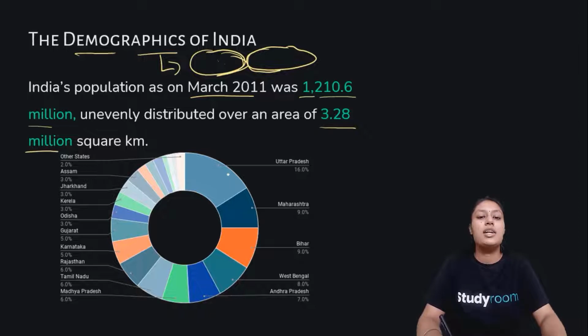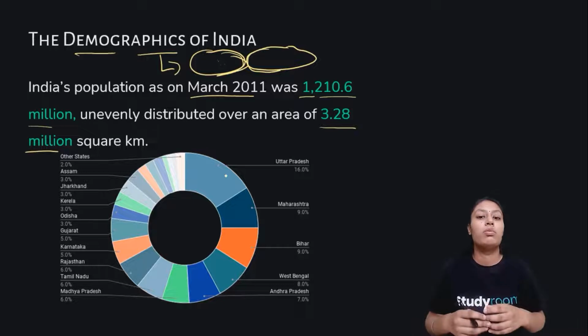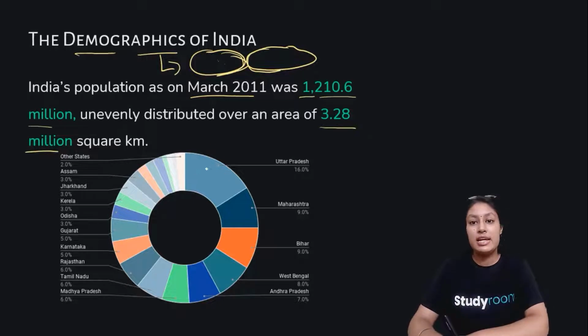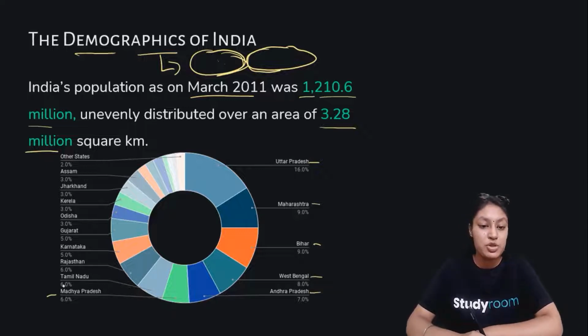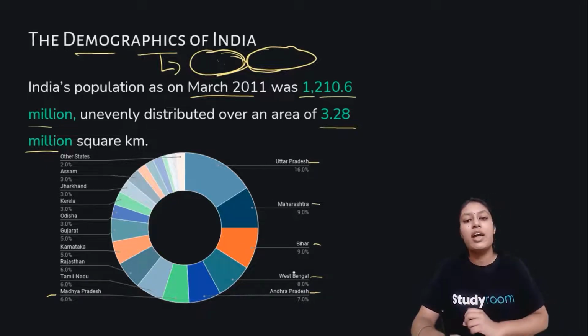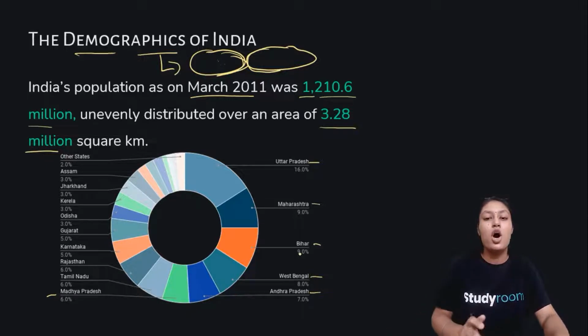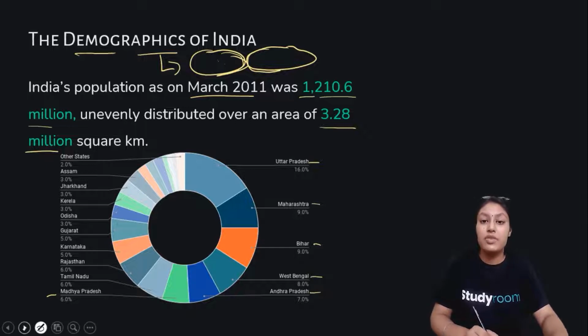Now let's put some light on this particular pie chart, which can be very useful for us to understand which are the states where the population is very high. One of them we can all very clearly see is Uttar Pradesh, right? Second is Maharashtra. Then we have Bihar, West Bengal, Andhra Pradesh. And we also have Madhya Pradesh, whose population is equally high. So these are the places where population is accumulated in large numbers. This is what we got to know by the demographics of India.